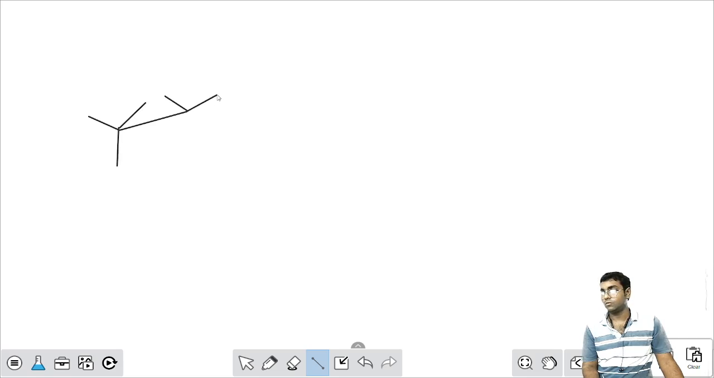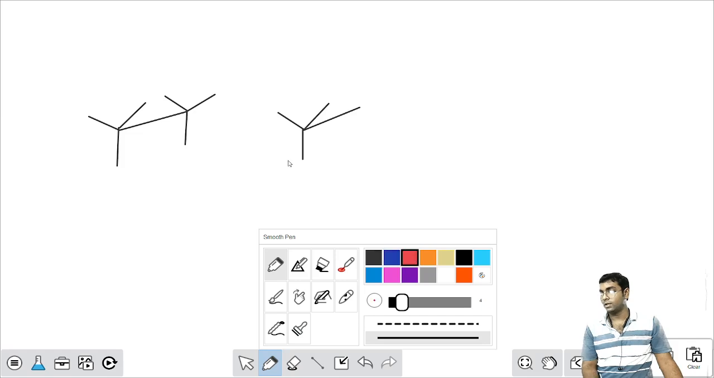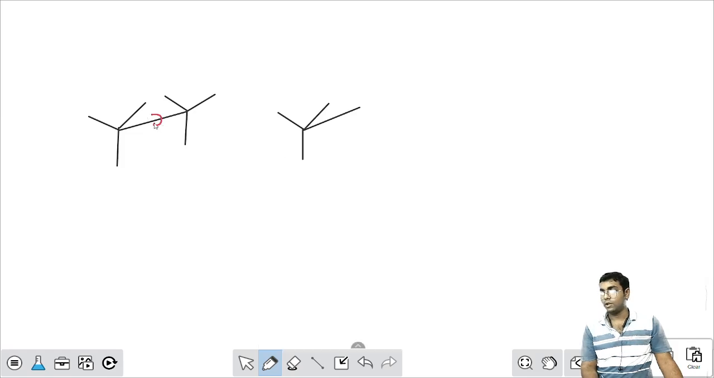So in the eclipsed conformer, both will be Y, right? So both are Y, but in the staggered conformer it will be inverted. Now we have to have an idea about the rotation. So we have to rotate this C-C bond. This is a C single bond C bond. Now for rotation we have to fix one carbon and rotate another carbon. So we are going to fix the front carbon. So it is fixed. Okay.